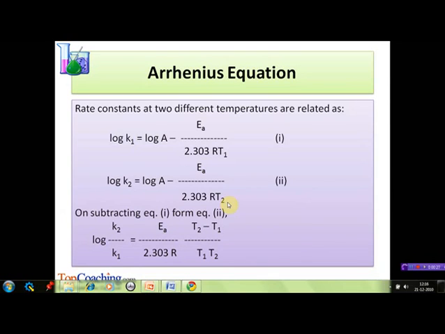We must keep in mind that since the temperatures do not vary very largely from each other, we are considering A, that is the frequency factor, and EA, that is the activation energy, as constant. That is, it is same for both the equations at both the temperatures T1 as well as T2. Now, if we subtract this equation from the other one, we will get log K2 upon K1 is equal to EA divided by 2.303 R into T2 minus T1 divided by T1 T2.